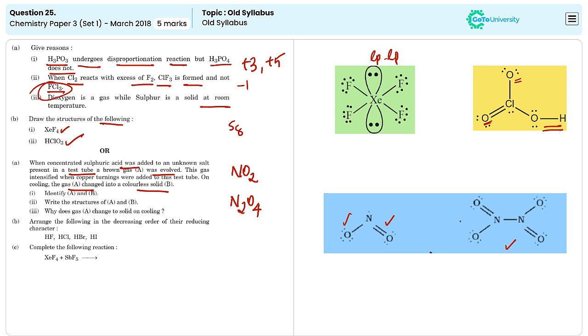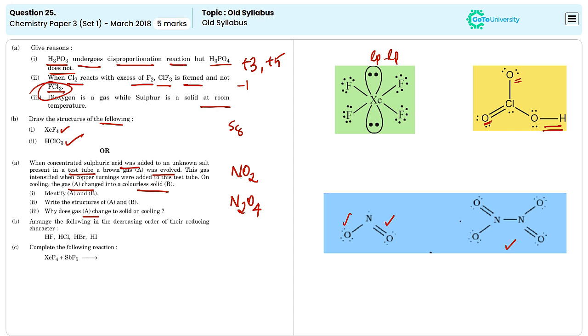The third one is, why does the gas A change to a solid on cooling? Because nitrogen dioxide is dimerizing into N2O4, that's why it changes to solid form by the cooling process.